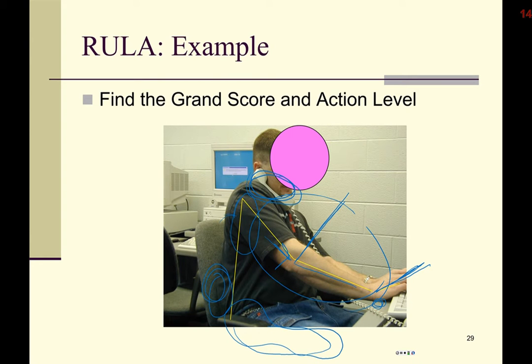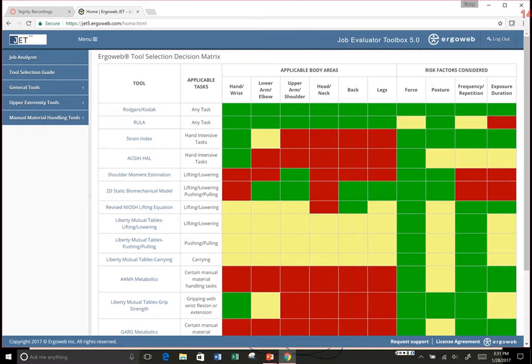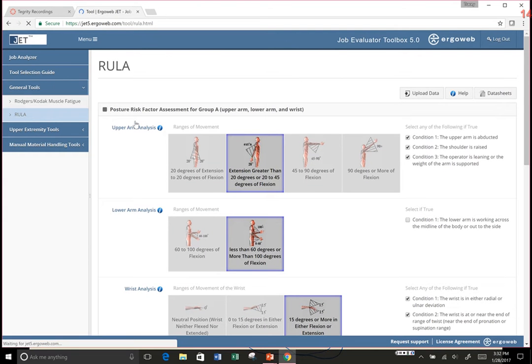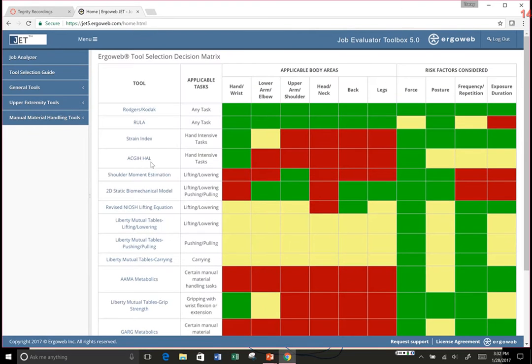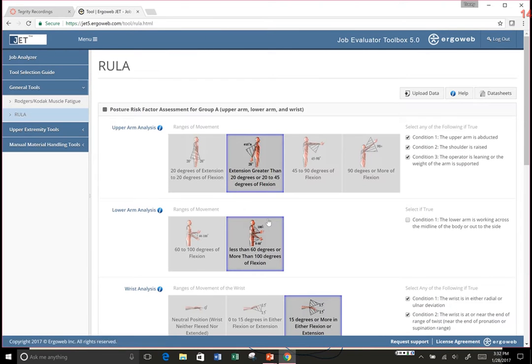So we're going to use ErgoWeb to analyze this. I'm going to go back to ErgoWeb and select the UE-RULA tool. You've probably already noticed that you can either select from the tool selection guide. You can always go back to this menu, or if you know it's an upper extremity tool, or a manual material handling tool, you can pick from this area too. They'll both get you to the same place.